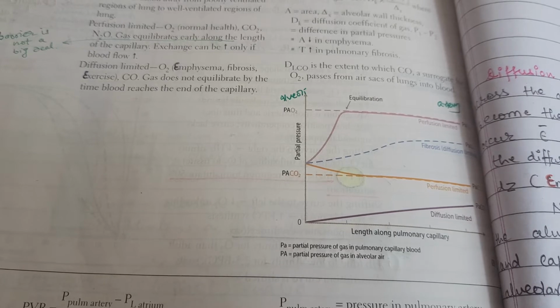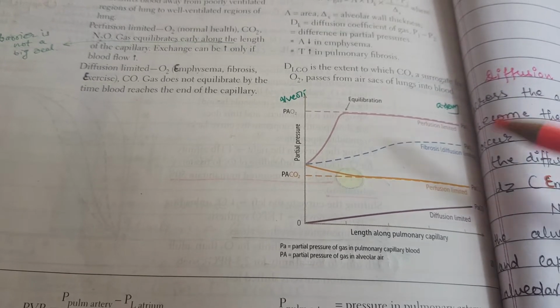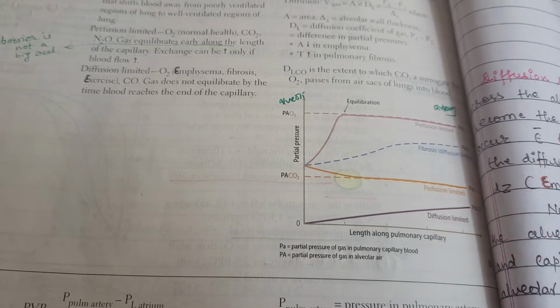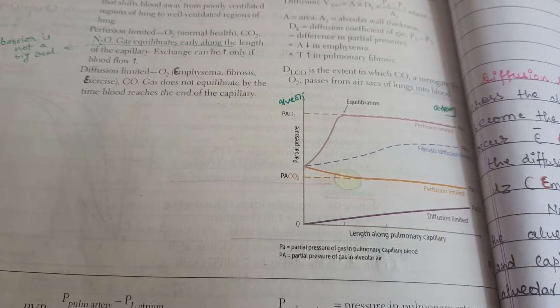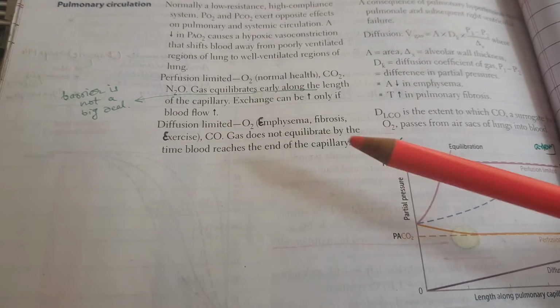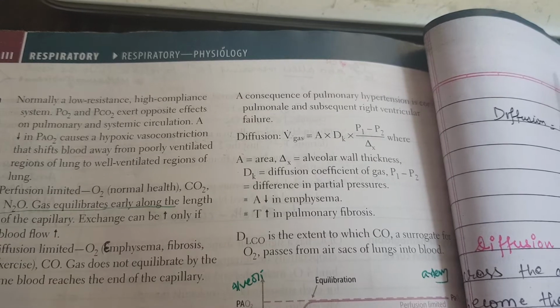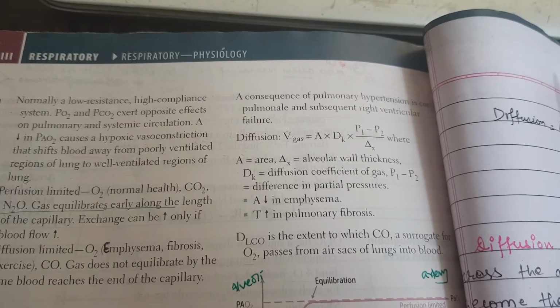Also, carbon monoxide is a diffusion limited gas, independent of the disease. The gas does not equilibrate by the time the blood reaches the end of the capillary, as I said. Now, talking about the consequences of pulmonary hypertension: pulmonary hypertension can cause cor pulmonale.